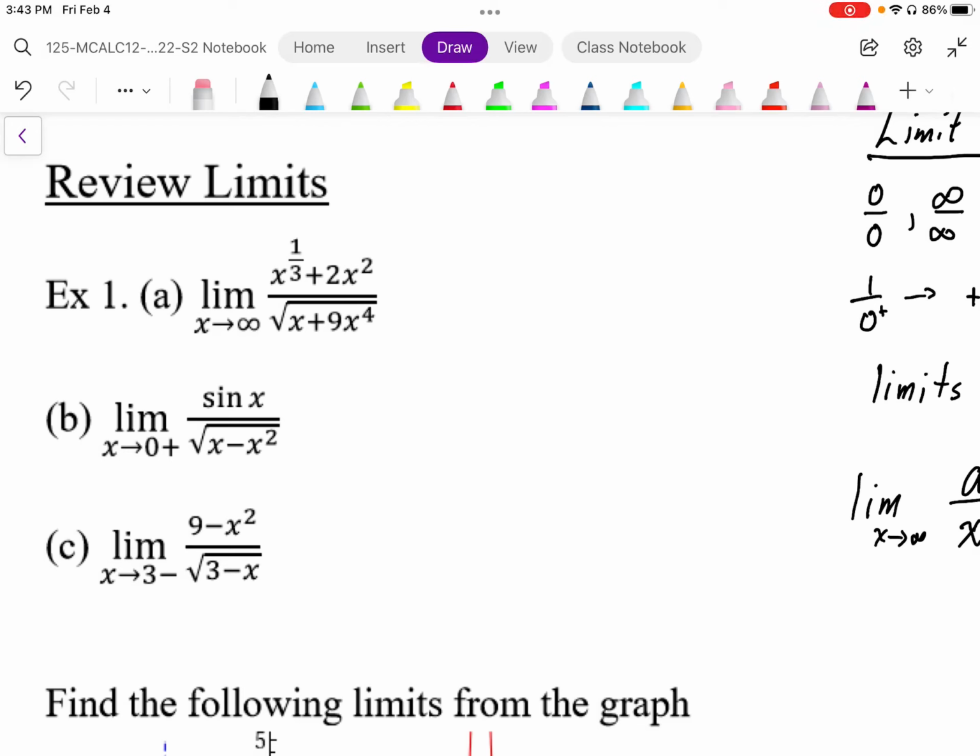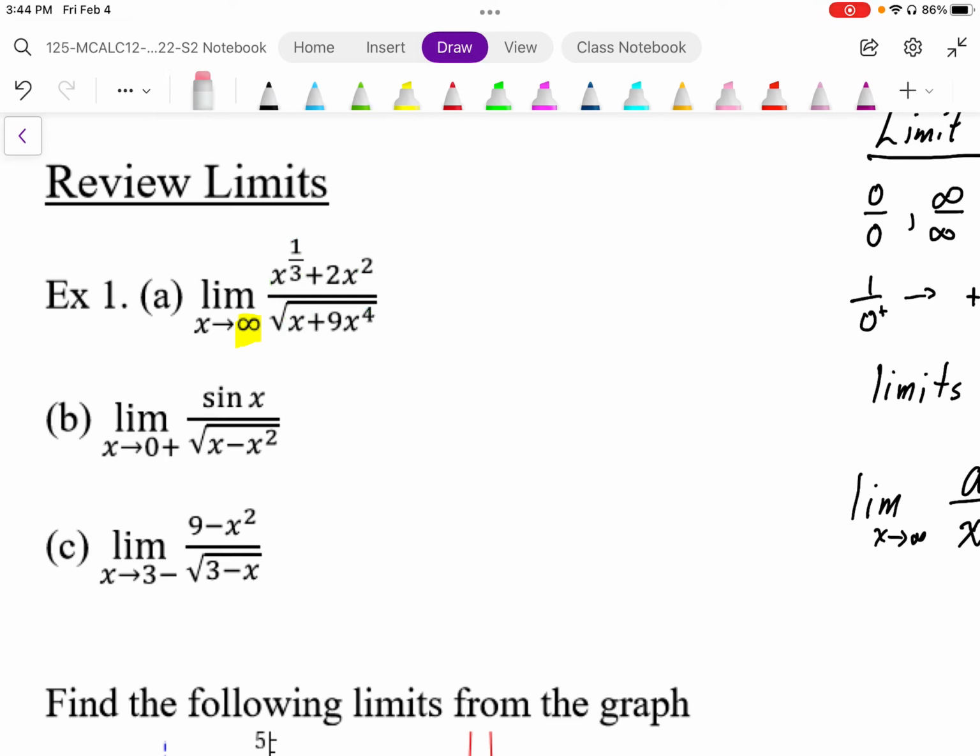To evaluate the first limit for a, we know that it is a limit to infinity, so we can use the relative strength of functions. What we can do is check how these powers relate to each other. We can see that the 1/3 power really doesn't compare to the power 2, and the power 1 doesn't compare to the power 4 in the denominator.